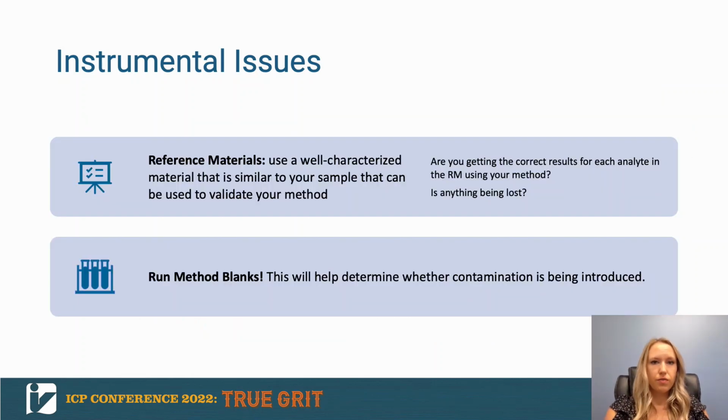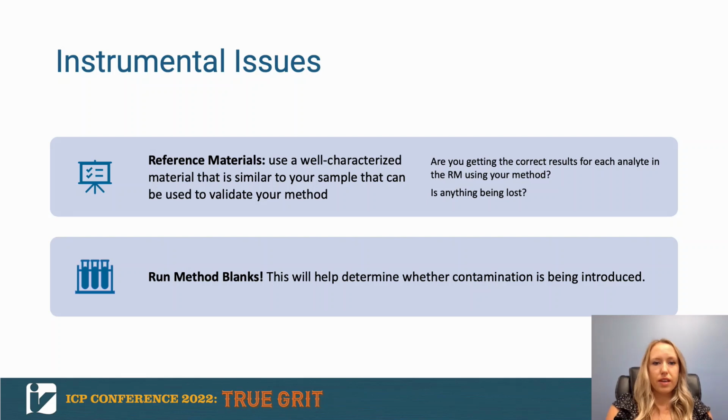Another important consideration for cannabis and hemp analyses is selecting an appropriate reference material to validate your method and make sure that you are getting the correct results for all of your analytes. So when selecting a reference material, you want something that is going to be very similar to your sample that has been well characterized for any analytes of interest. Analyzing the reference material in the same way that you are processing your samples is going to make sure that you're getting the correct results for analytes and also that no analytes are being lost during the sample prep or any other step of your process.